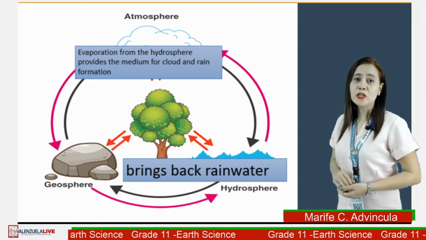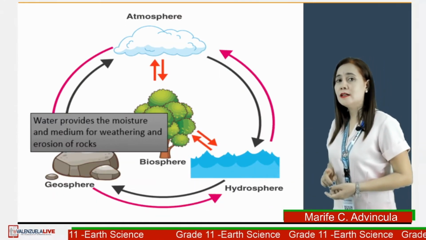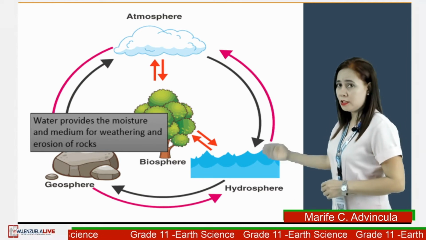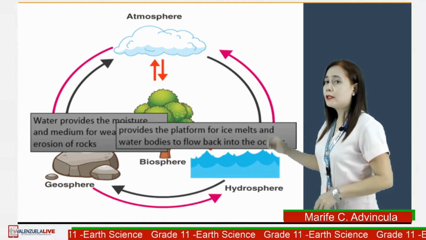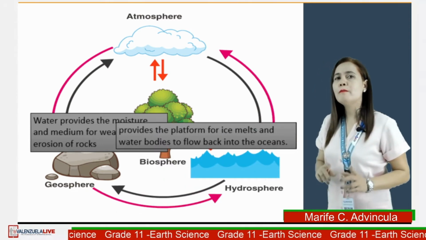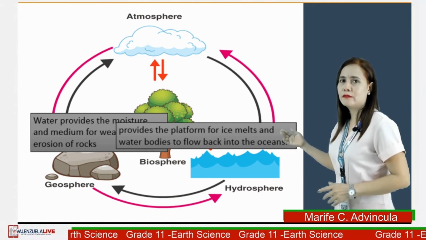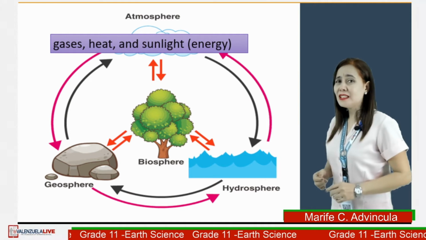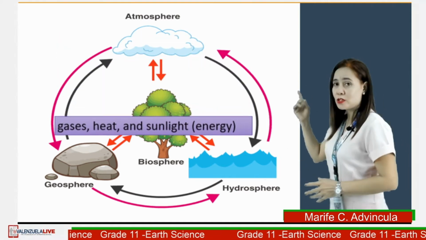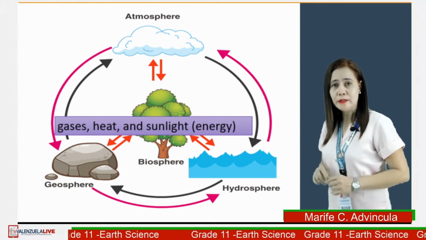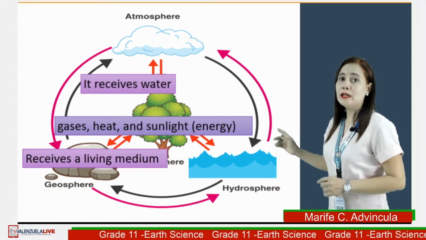Water provides the moisture and the medium for weathering and erosion of rocks in the geosphere. The geosphere, in return, provides a platform for ice to melt and the bodies of water to flow back into the oceans. The biosphere receives gases, heat, and sunlight in a form of energy from the atmosphere. It receives water from the hydrosphere and a living medium from the geosphere.